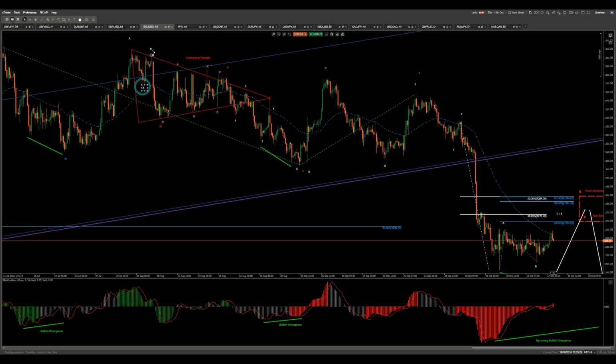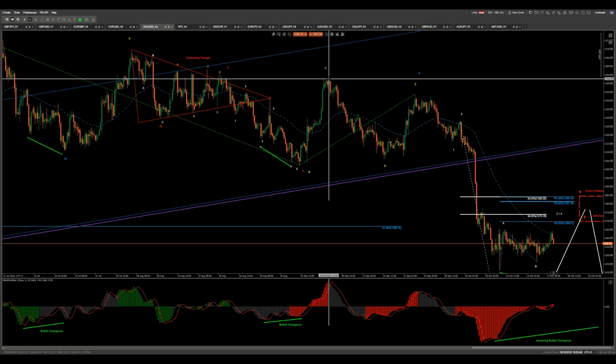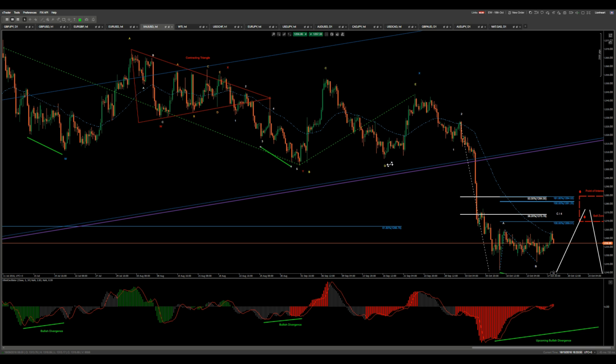So basically we have A, B, C, W, which unfolded as a zigzag, and then a complex structure again A, B, C, D, E, which confirms the X, and then a five-wave structure one, two, three, four, five, which confirmed wave Y, and then a bullish divergence again, starting wave C here from the five moves, and then wave D right here and wave E completing X.